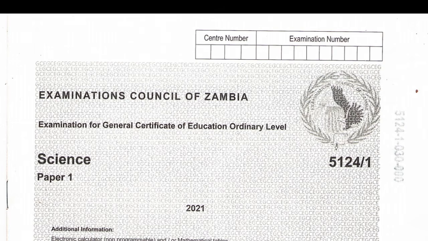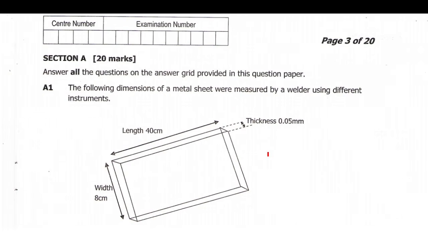So in today's lesson, we will be revising Science Paper 1, 2021 Examination for General Certificate of Education Ordinary Level. Let's go straight into the lesson. Okay, so let's look at section A, which consists of 20 marks, 20 multiple choice questions. In this section, they say answer all the questions on the answer grid provided in this question paper.